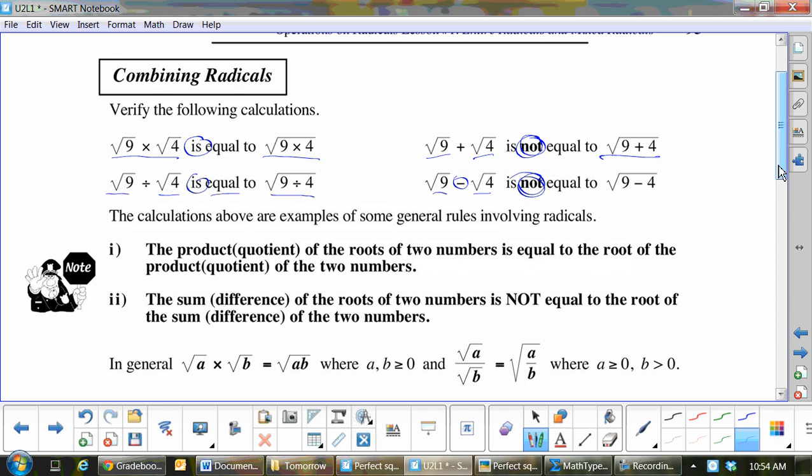Okay, so sum and difference, they're not going to be equal. But don't get that mixed up with this. The square root of 4 times 4, or this, does equal this. Okay? The square root of 4 plus 4, it's still in the house. 4 plus 4 does equal 8. Okay?